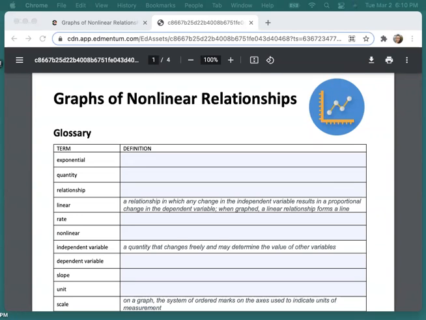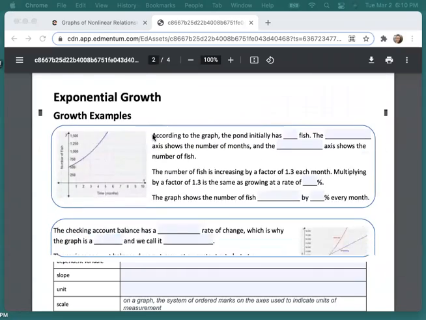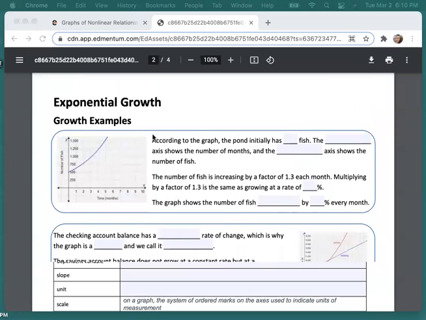So this is for Algebra 1, Semester A, Unit 1, Graphs of Nonlinear Relationships. And I'm going to go over the guided notes and then some practice problems from the application section. So nonlinear means it's not linear, not a line. A nonlinear equation would be like a parabola or something that's exponential or a circle. So I think we're mostly going to focus on exponential here.